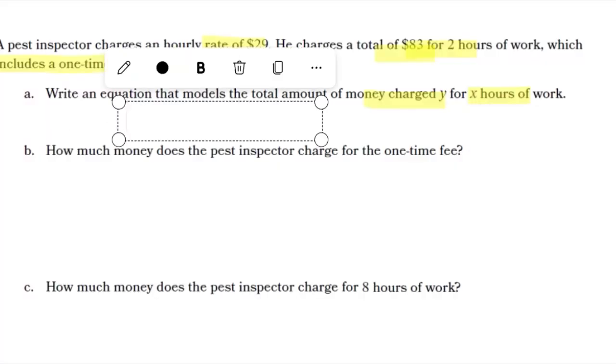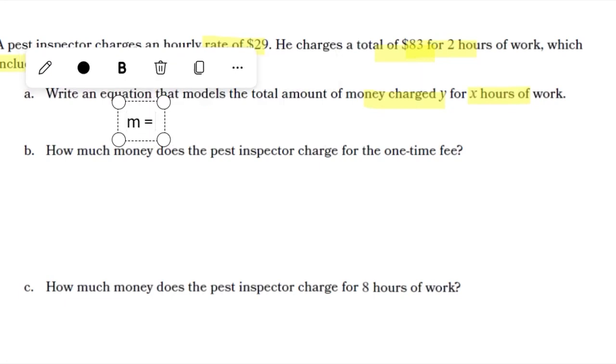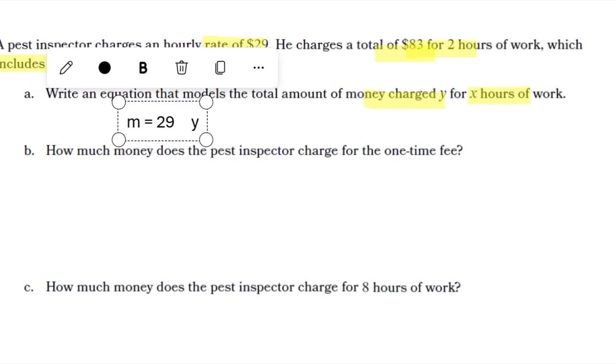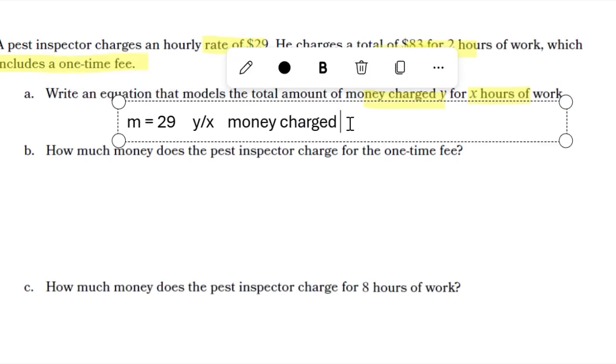We have a pest inspector that charges an hourly rate of $29, and he charges a total of $83 for 2 hours of work, which includes a one-time fee. So I'm going to write out what I know. I know that M, the slope, is $29. I also know that Y over X is the money charged per hour. And I do know that for 2 hours, we had $83 charged for 2 hours. So I'm going to go ahead and write that out.